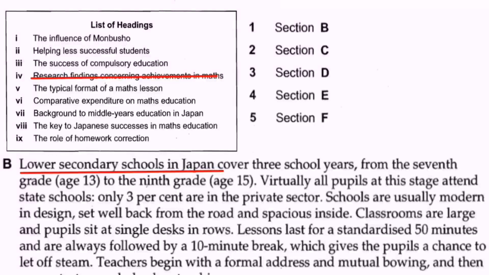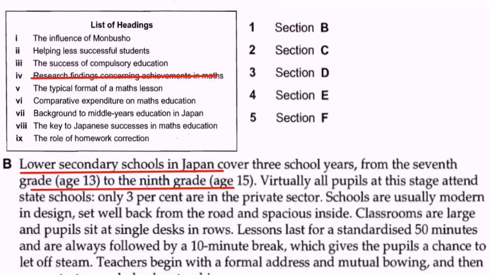Lower secondary schools in Japan cover 3 school years from the 7th grade age 13 to the 9th grade age 15. It means that in Japan, in the lower secondary schools, there is education of 3 years from 7th grade to the 9th grade. The age of the 7th grade students is 13 years and the age of 9th grade students is 15 years. Japan is the key word in this sentence.